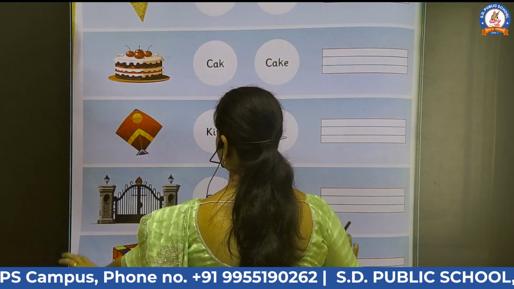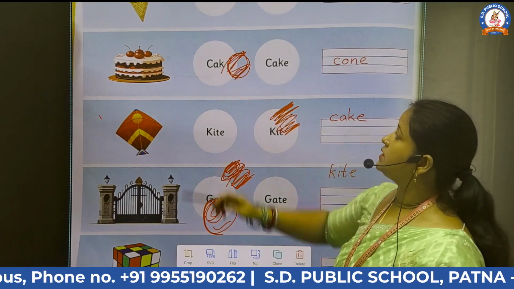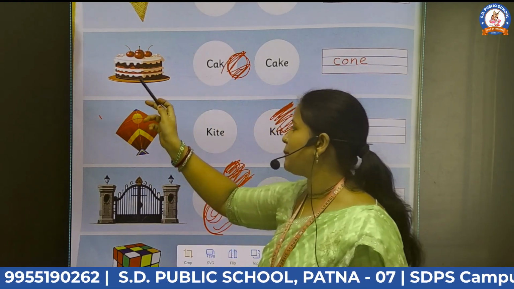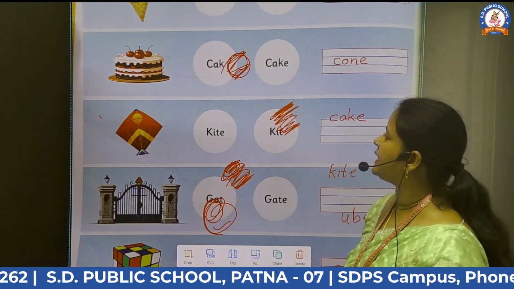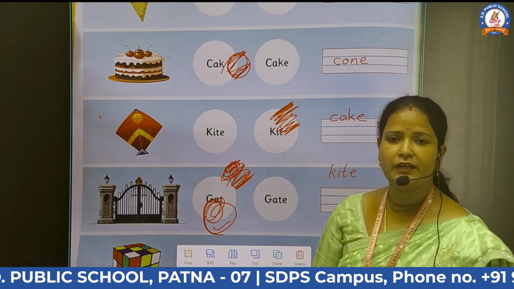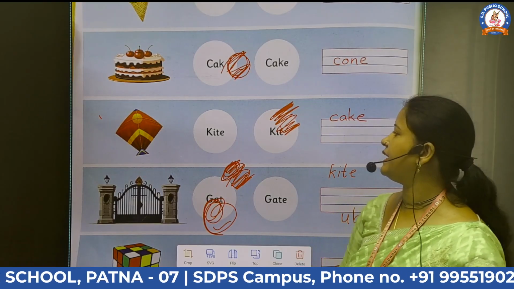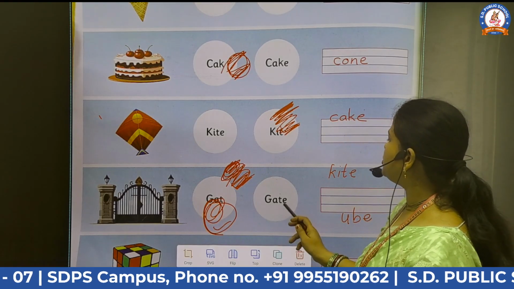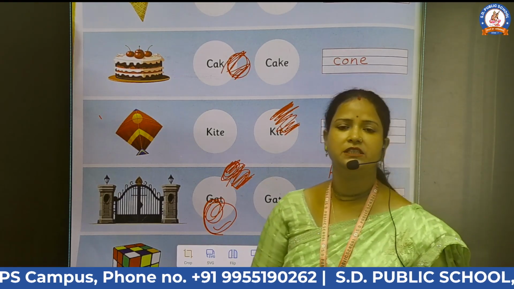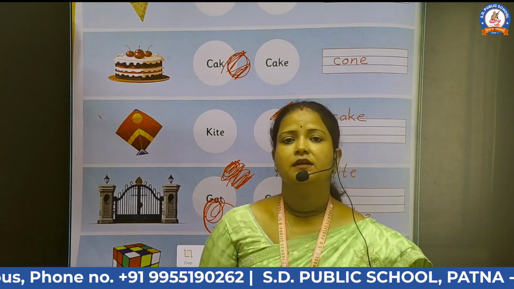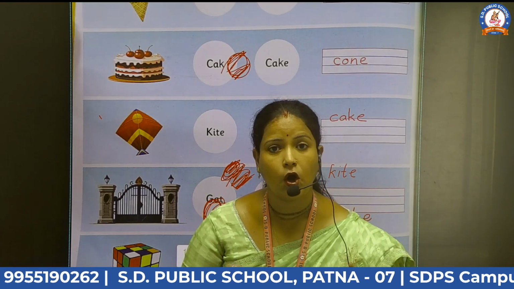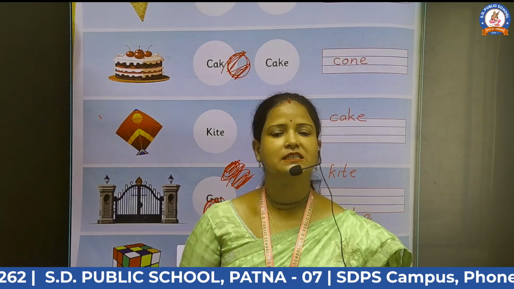Let's recap. First picture, cone, spelling C-O-N-E. This is the picture of cake, spelling C-A-K-E. This is the picture of kite, and the spelling of kite, K-I-T-E. This is the picture of gate, and the spelling of gate, G-A-T-E. So kids, you have to do these pages, page number 62 and 64, and after doing the pages you have to learn all these words with spelling.